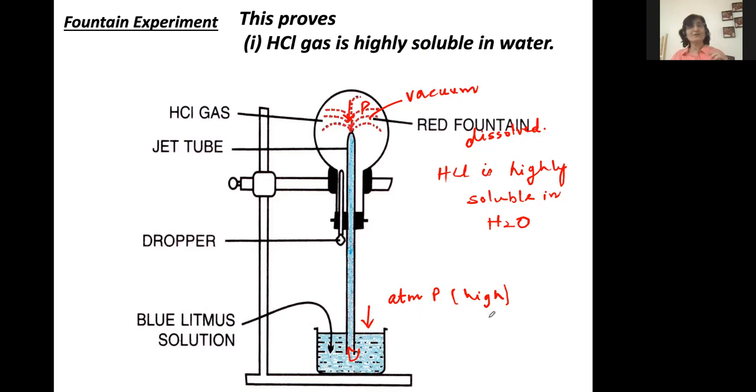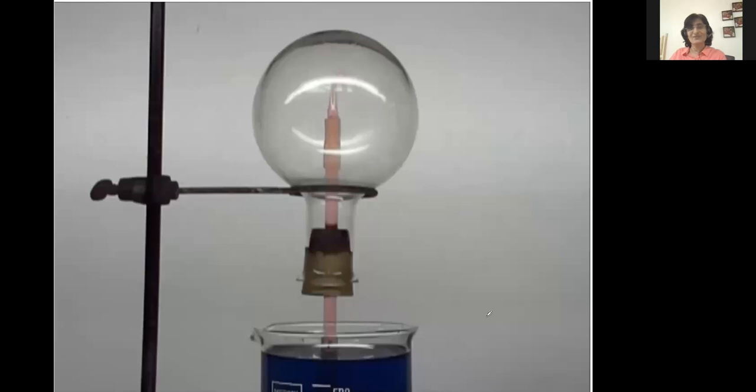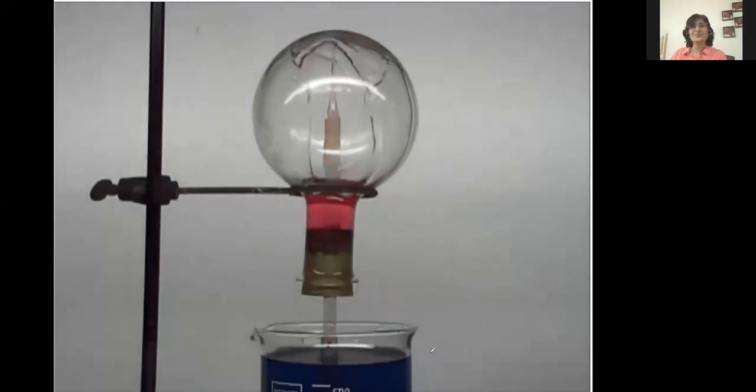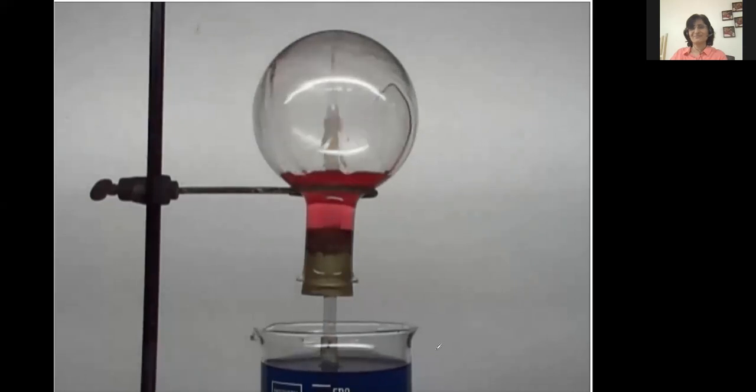Now, why did it come out as a red fountain? That shows its acidic nature. You can see this experiment in real. Let's observe. You can see the blue litmus in the trough below, and let's watch a beautiful red fountain being formed.